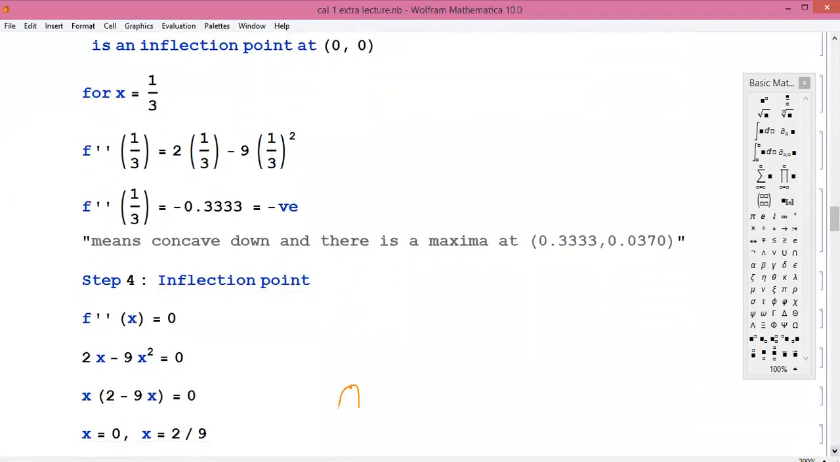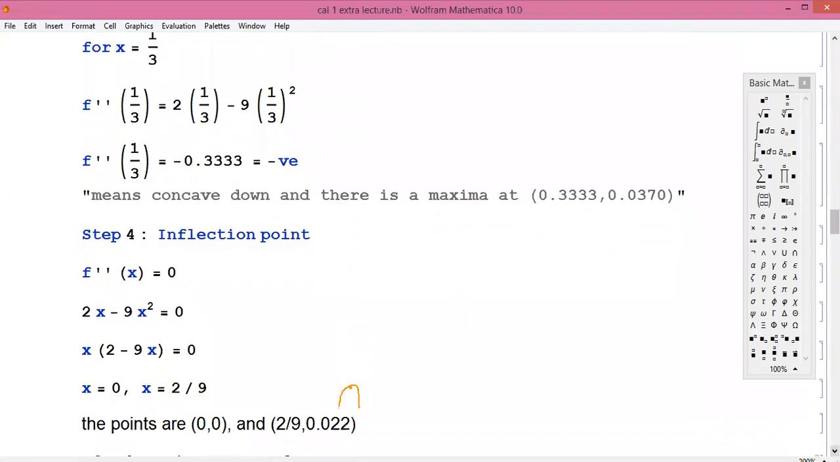Step 4 is finding the inflection points. Equating f double prime to 0, I will get 2x minus 9x square equals 0. Solving it for x, I will again get 2 points. One is 0 and another one is 2 over 9. The points are 0, 0 and 2 over 9 and 0.022.